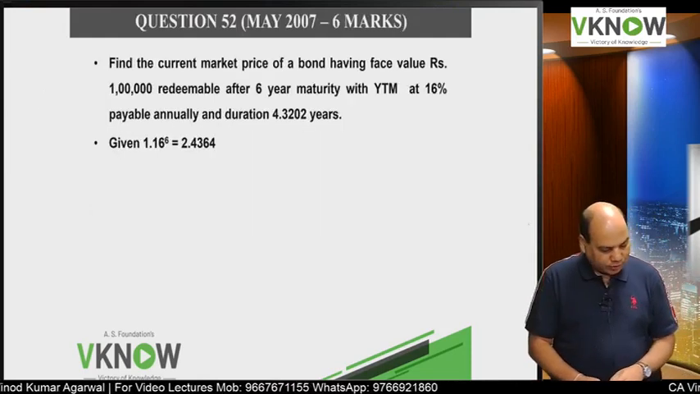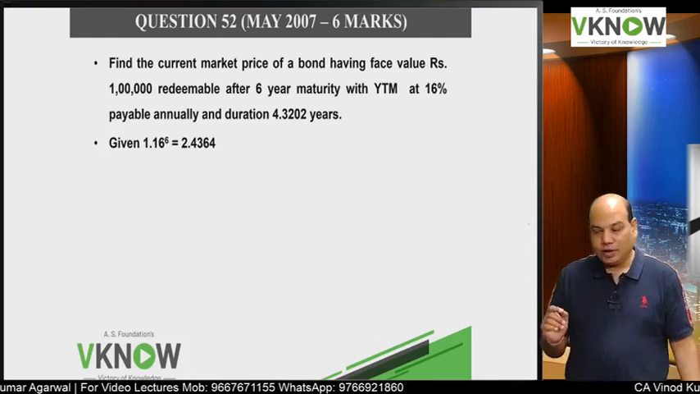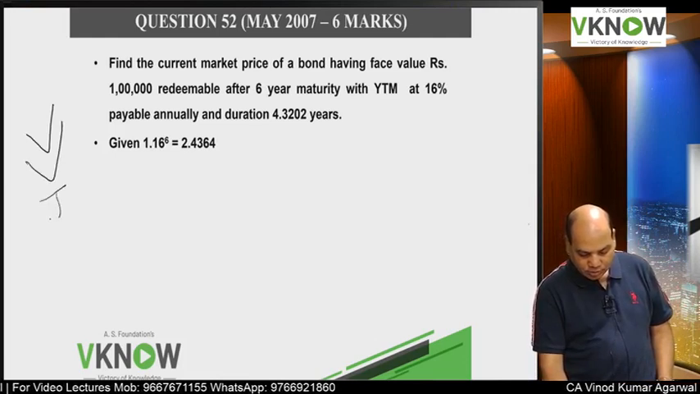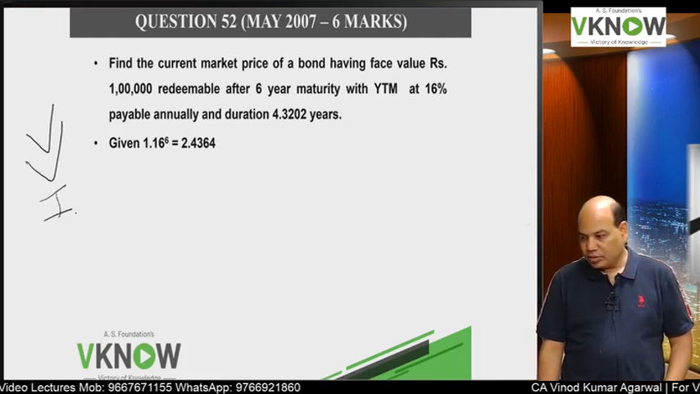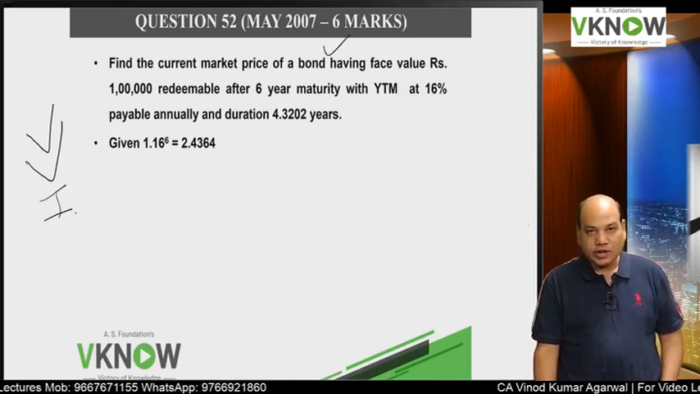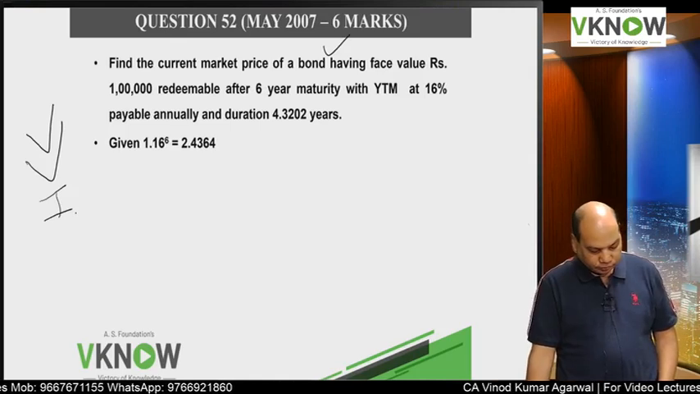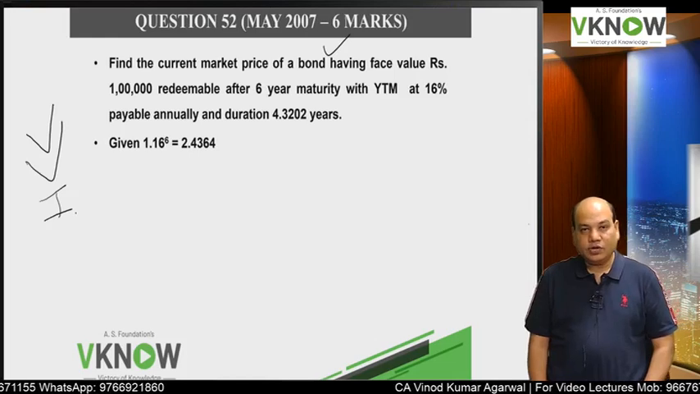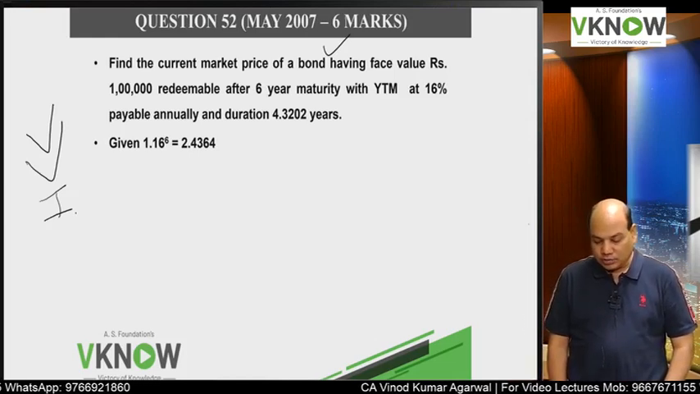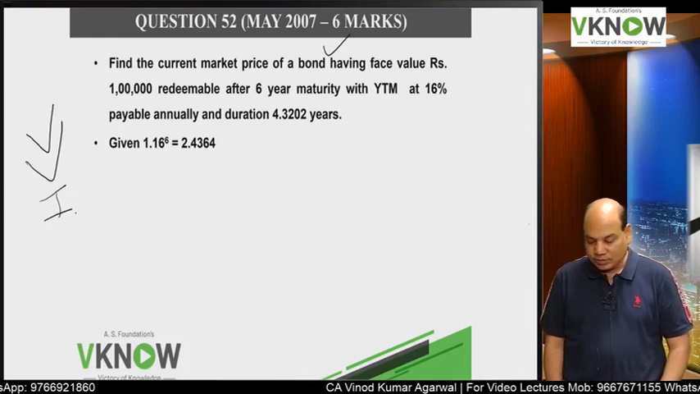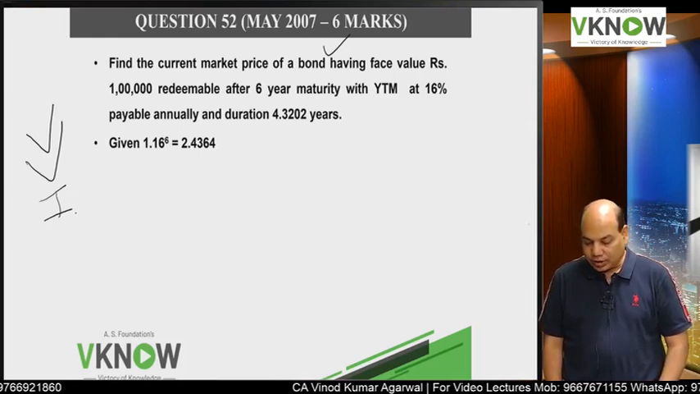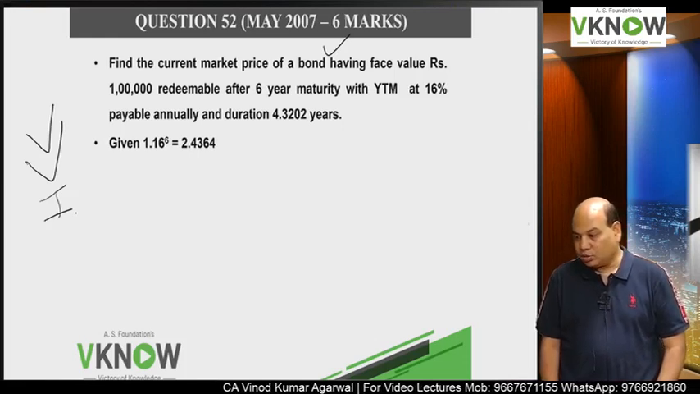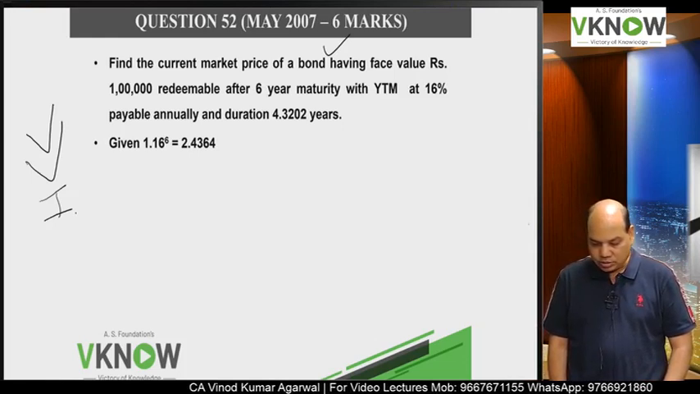Now we'll come to question number 52, which is pending. Very, very important. Write down. Question number 52, exam question for 6 marks. Find the current market price of the bond having face value rupees 1 lakh, redeemable after 6 years, maturity with YTM at 16% payable annually, and duration is 4.3202 years. Oh my God.